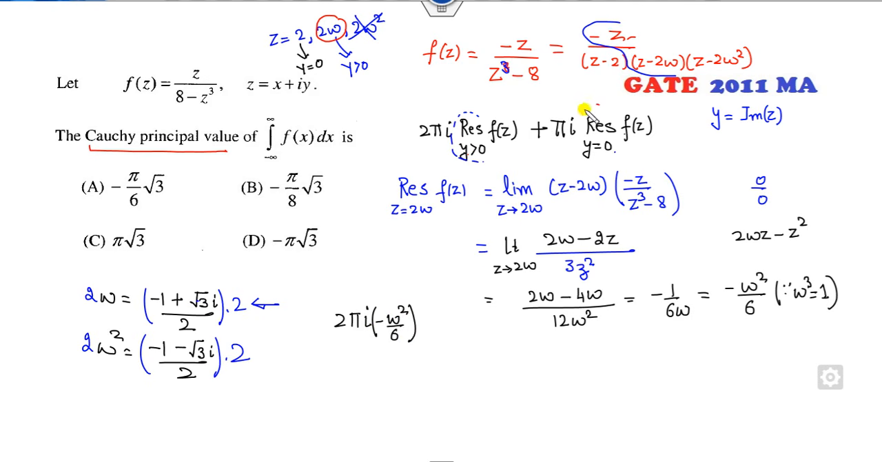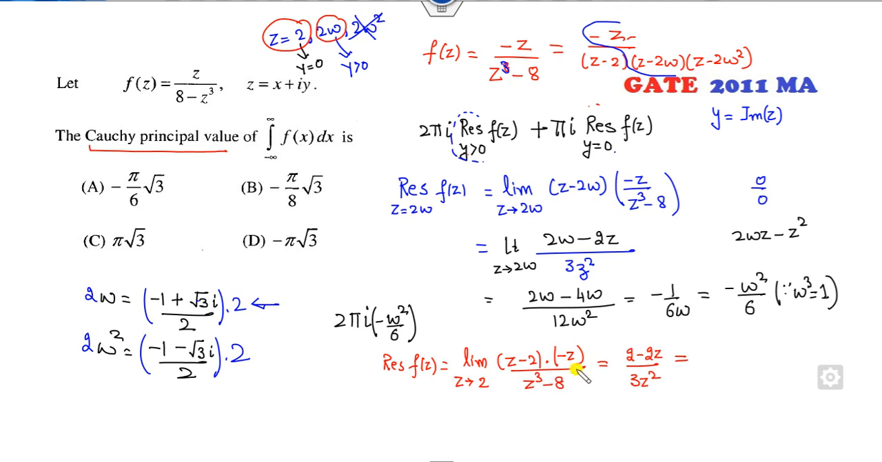Similarly, I can find the residue of f of z, which is the limit as z approaches 2, that is y equal to 0. When you take the limit, you have to subtract like here. So it is minus z over z cube minus 8. Again it's a 0 by 0 form, so I can apply L'Hopital's rule. The derivative is 2 minus 2z.